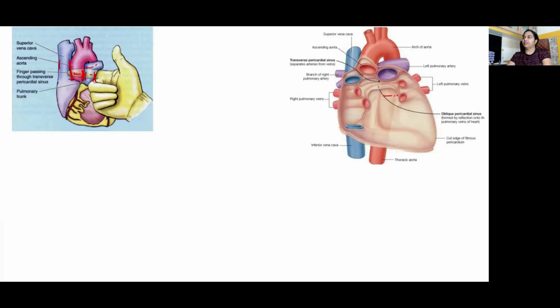The oblique sinus, as you see here, will be closed on all sides except below. Above, it will be related to the upper margin of the left atrium. Right side by the right set of pulmonary veins. Left side by the left set of pulmonary veins. Anteriorly by the posterior surface of the left atrium. Posteriorly the parietal layer of fibrous pericardium, and open below. Right?